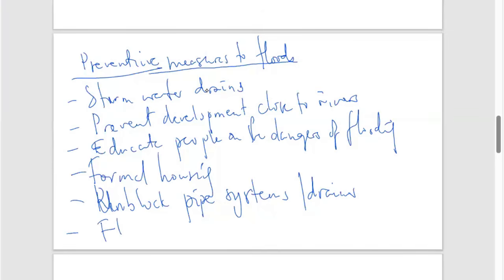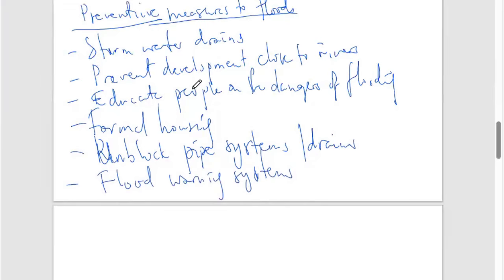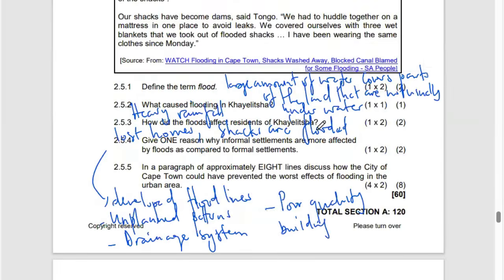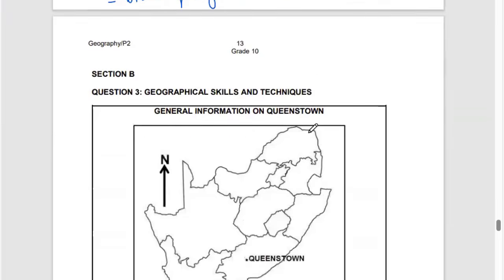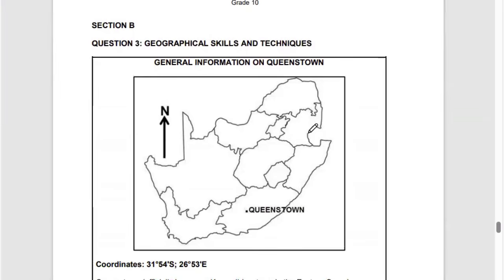And also we can look at flood warning systems. They must be in place. Right, that takes us to the end of this part of our question. This is the end of our question number 2, which is the end of section A out of 120 marks.